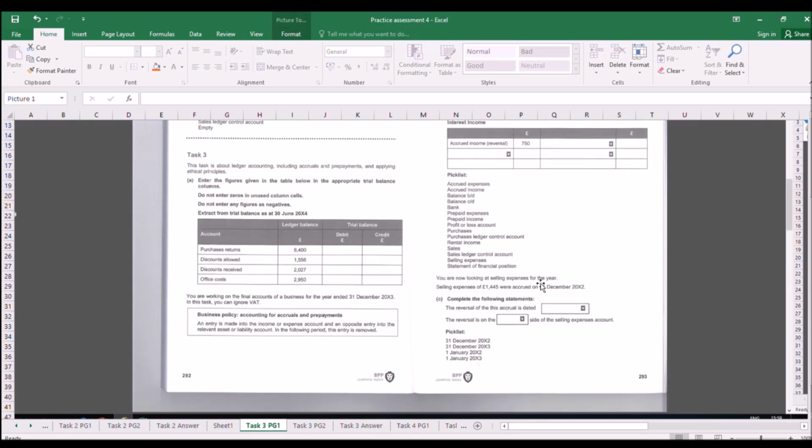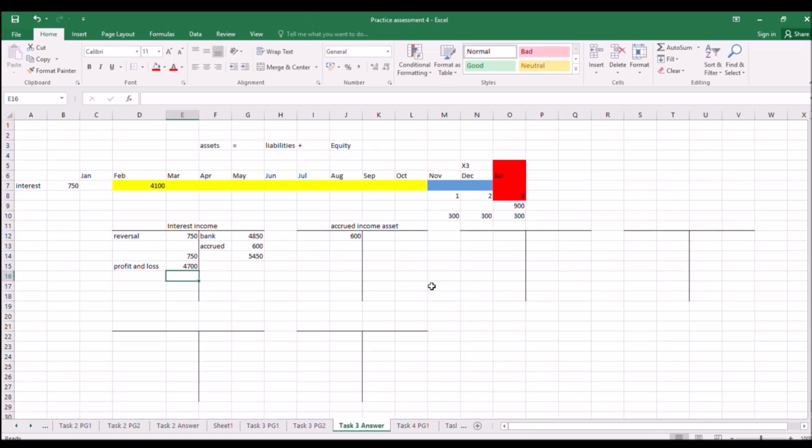Okay, so we're now looking at selling expenses for the year. So selling expenses for the year, so expenses, great, okay. So you got 1,445 accrued at the start, so let's just go to here then. Selling expenses, and let's have a go for accrual. We'll line this up as a liability because it's been a bit annoying really. This would really just be called accruals.